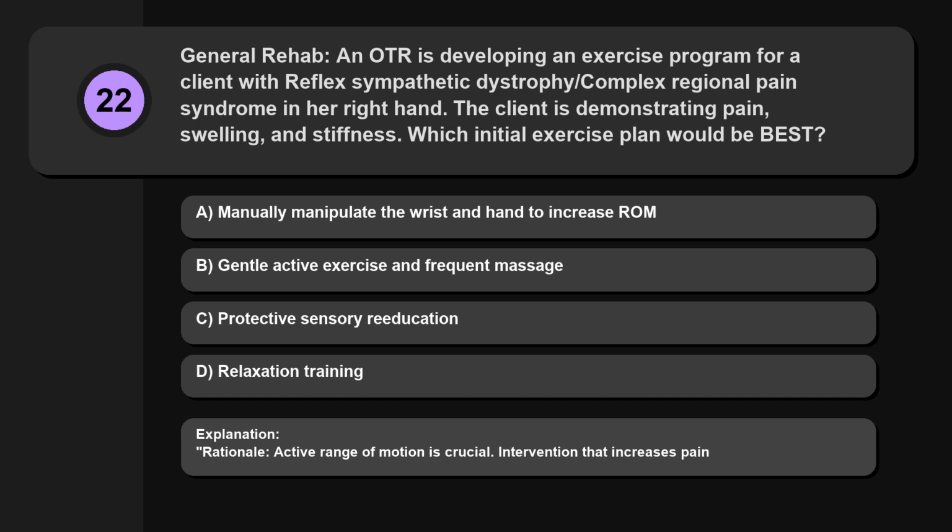Rationale: active range of motion is crucial. Intervention that increases pain.